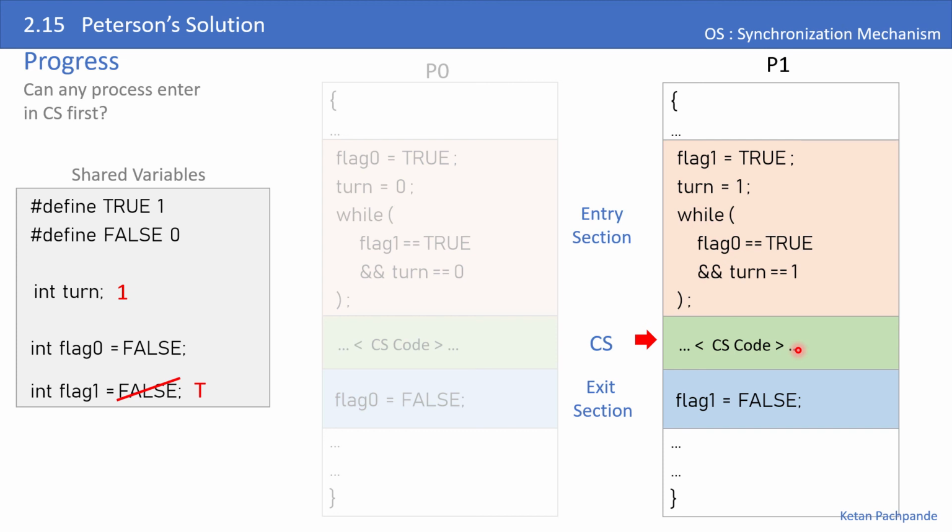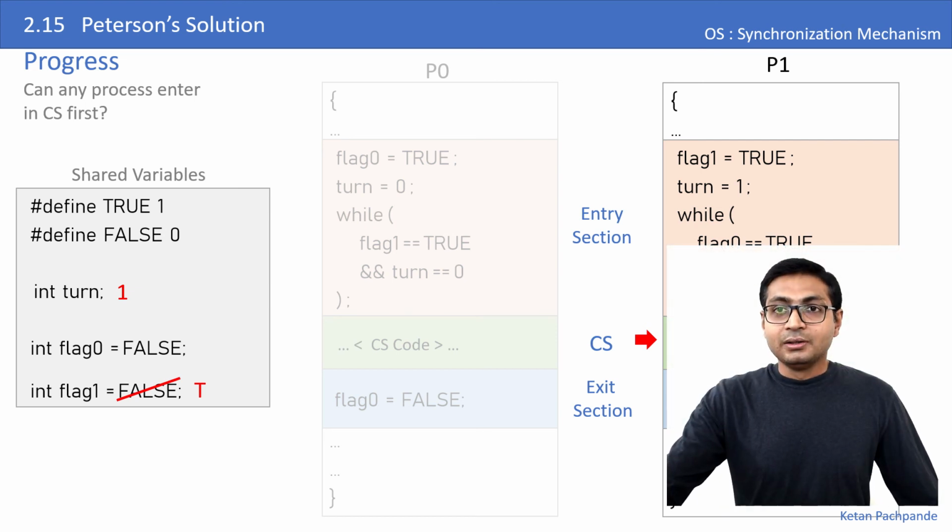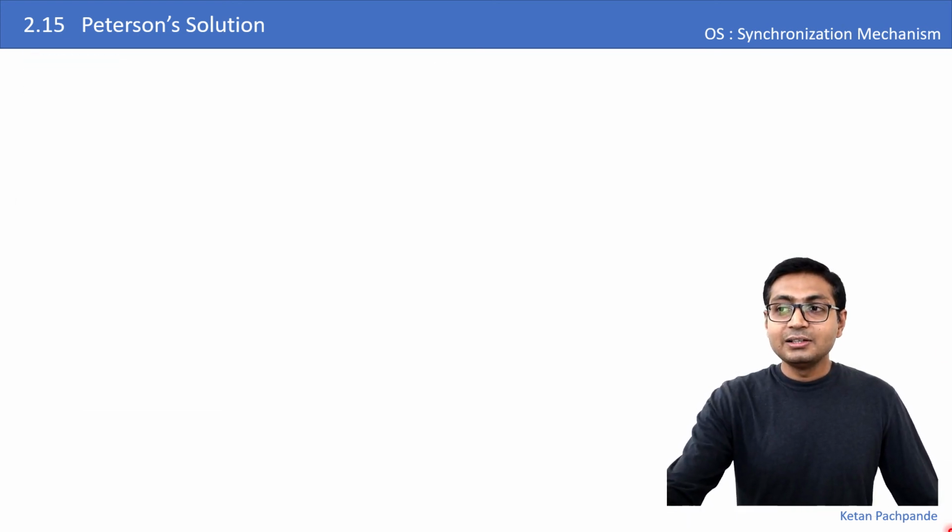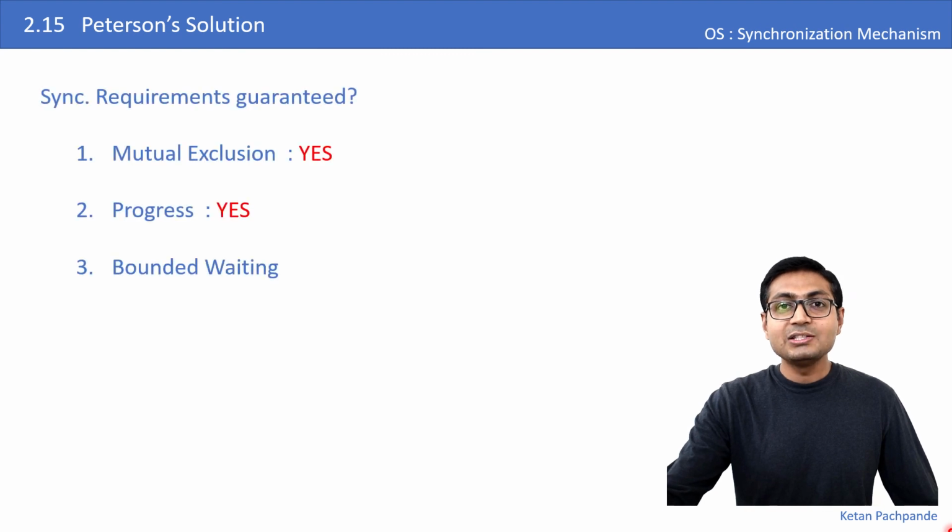You see, there is a clear difference between the strict alternation, the earlier solution I discussed, and this Peterson solution. In the strict alternation, the process P1 was not able to enter into the critical section if it arrives first. But here in the Peterson solution, no matter which process arrives first, P0 or P1, either of the two is able to enter into the critical section. That's how I say that the second requirement, that is the progress, is also guaranteed by the Peterson solution.